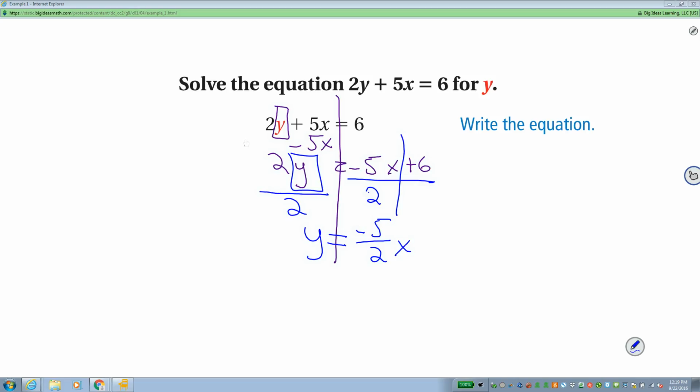Now, we also want to divide this by 2 over here. What's 6 divided by 2? Grace? 3. Positive or negative? Positive. There we go. That is our solution for this. We've just solved for y. So y is all by itself. Y now equals -5 halves x plus 3.